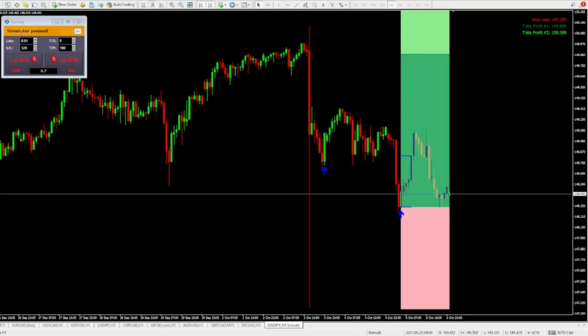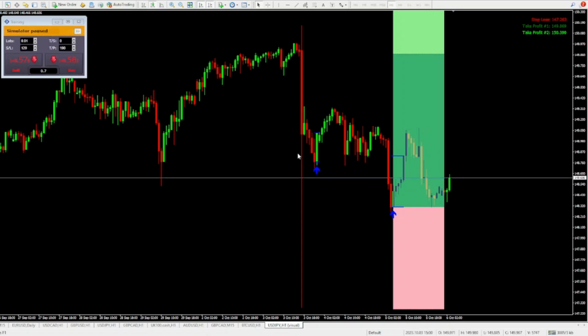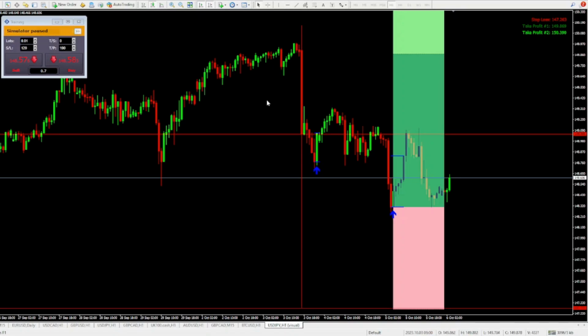For this example, I've selected the US dollar against the Japanese yen in the hourly time frame. From the chart, we can see this large bearish candle with a big wick rejection. So we'll start off by marking all of the key price levels right here on the chart.